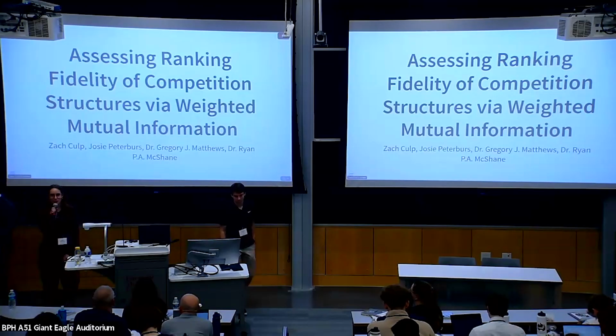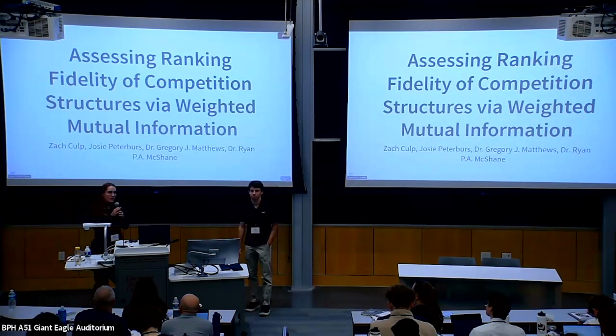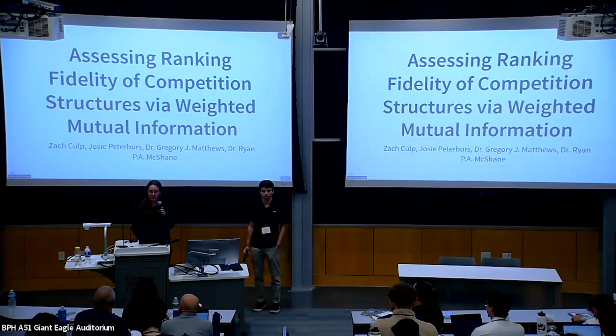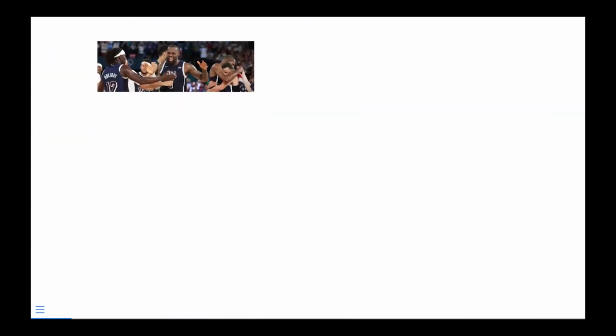Okay, hi everyone, I'm Josie and this is Zach, and today we'll be looking at assessing ranking fidelity of competition structures via weighted mutual information. So we're gonna start with a trivial example of a tournament. Imagine a 4-team single elimination basketball tournament. Our 1 seed is the 2024 USA men's team in the Paris Olympics. Our 4 seed is a team of 5 babies. This is a real picture, by the way, it's not AI. Our 3 seed is a team of middle school girls, and our 2 seed is a team of 40-year-old men who play in a rec league together.